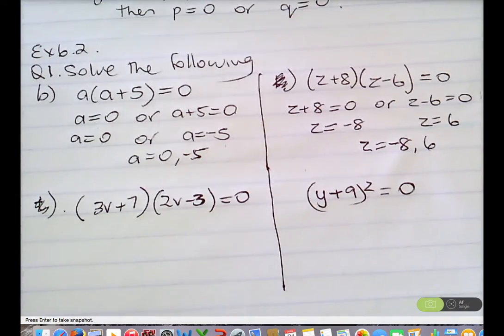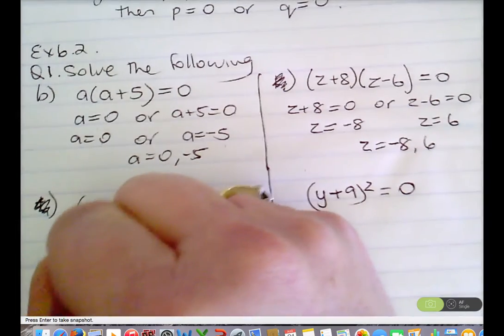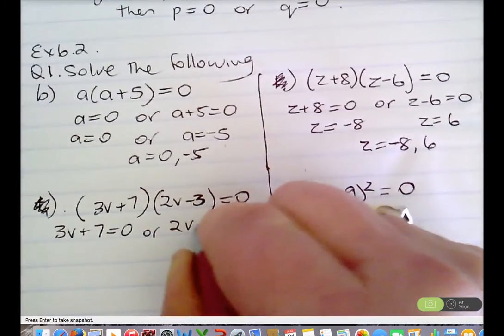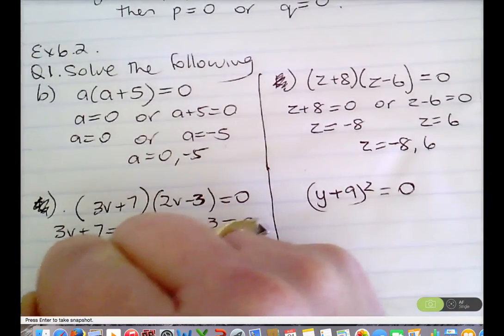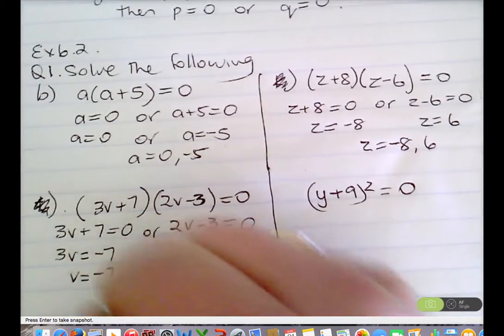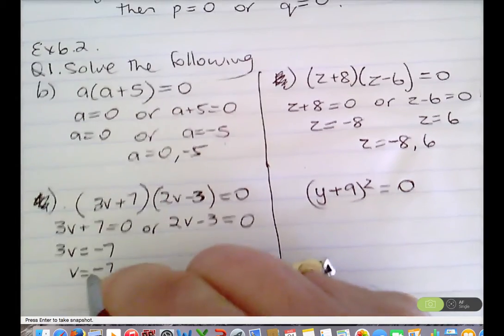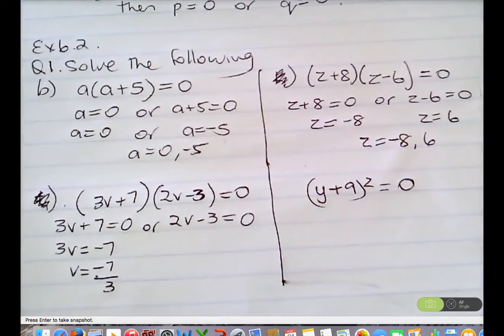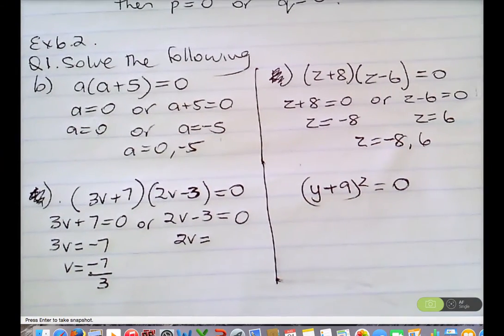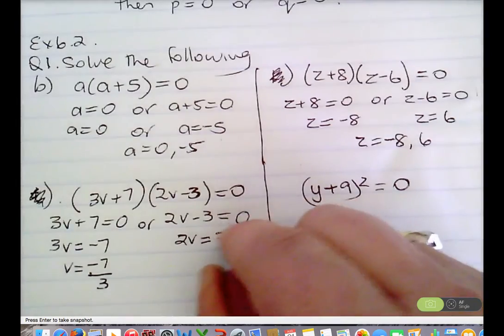Okay, what do I write here? Girls, what do I write? You write 3v plus 7 equals 0, or 2v minus 3 equals 0. Now 3v is what? And then therefore v is -7. What do I do with that 3? Good. -7 over 3. My other one is that 2v is? You take the -3 over first and you get +3.